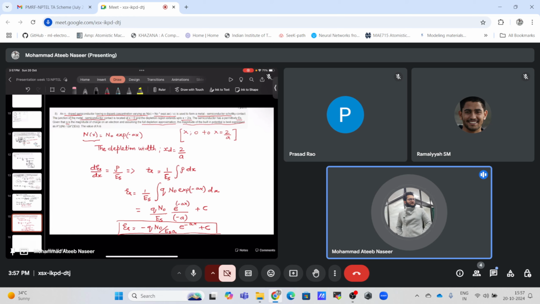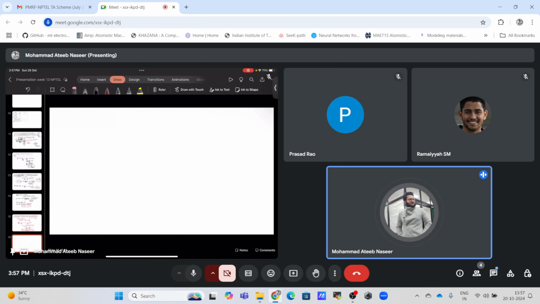So that we can get the insight that the electric field at the edge of the depletion region has to go to zero. You can see that at x equal to 2 by a, the electric field has to be equal to 0. There is no charge inside the bulk beyond the depletion region. Actually there will be field, but let's not go into that.